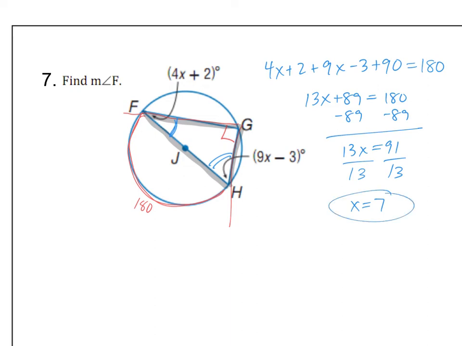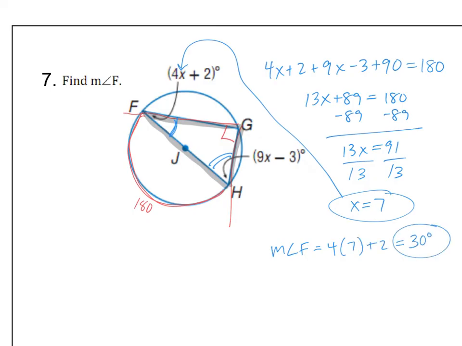No. We need the measure of angle F, so we're going to have to plug in our 7 up here. So the measure of angle F is going to be 4 times 7 plus 2, which is 30 degrees. And that is our final answer.